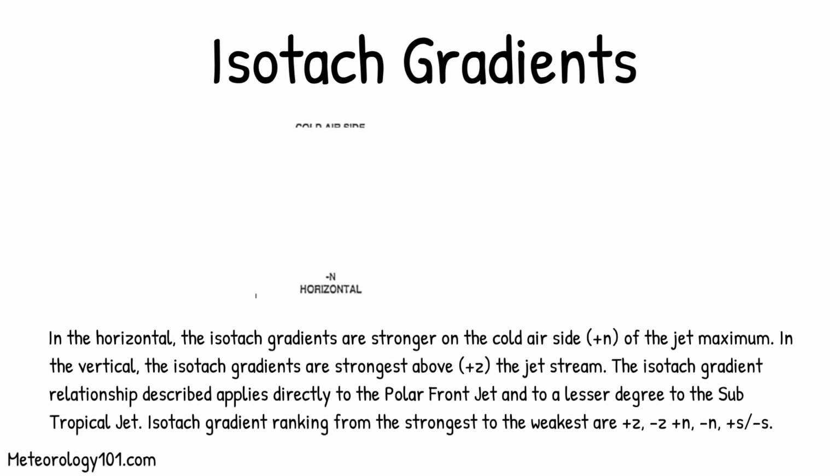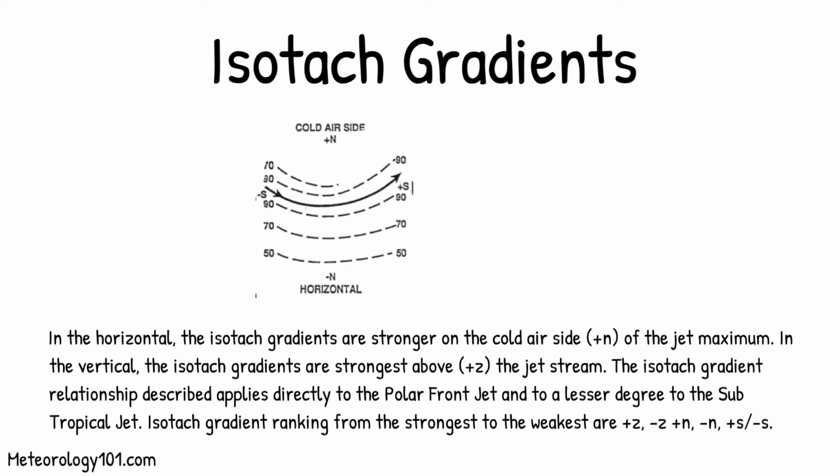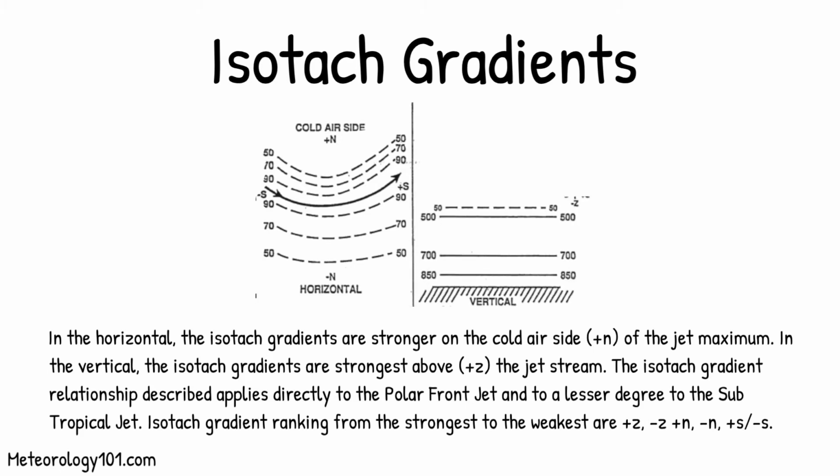Isotach gradients. In the horizontal, the isotach gradients are stronger on the cold air side of the jet maximum. In the vertical, the isotach gradients are strongest above the jet stream. The isotach gradient relationship described applies directly to the polar front jet and to a lesser degree to the subtropical jet. Isotach gradient ranking from the strongest to the weakest are +C, -C, +N, -N, +S, -S.